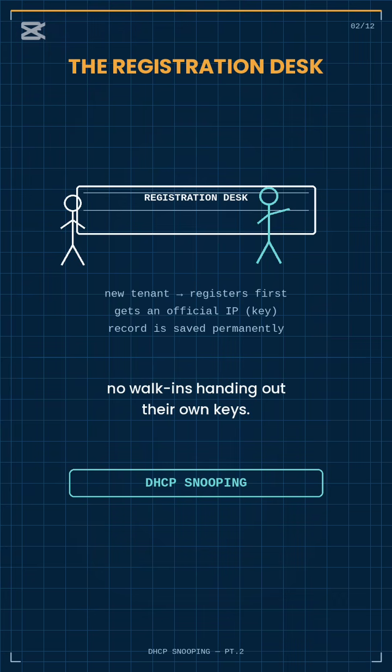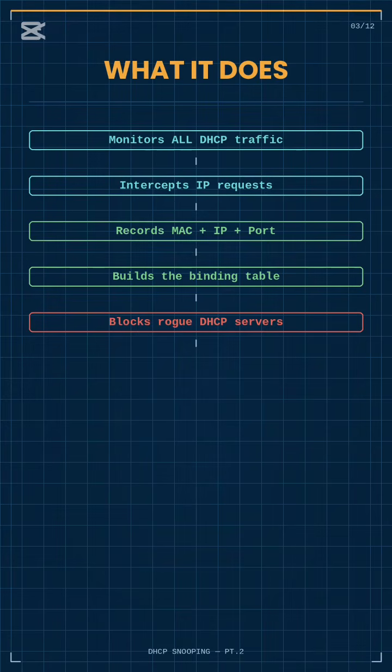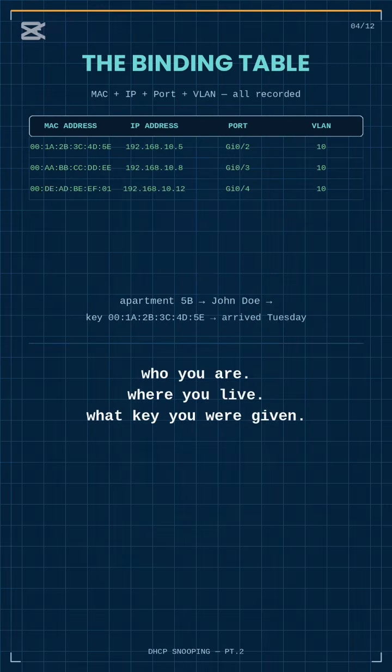When a new tenant moves into the apartment building, they don't just walk in and hand out their own key. They go to the registration desk, fill out their details, and the desk issues them an official key with a record attached: apartment number, tenant name, key ID. That record is saved. The desk knows exactly who is where, and what key they were given.